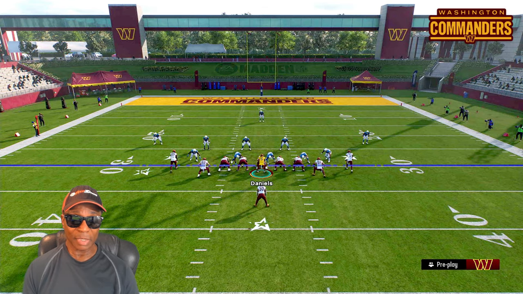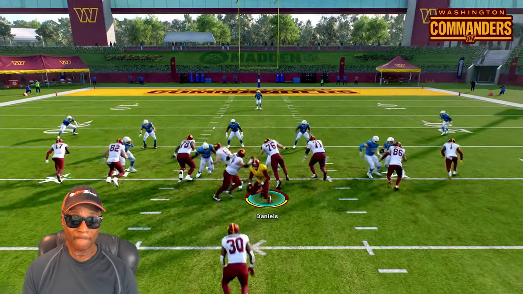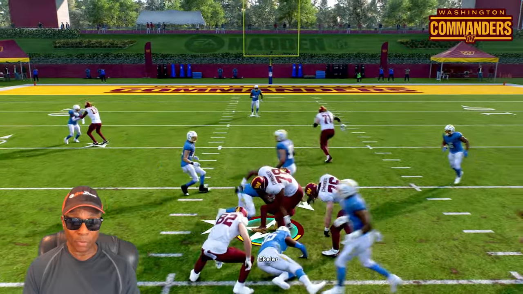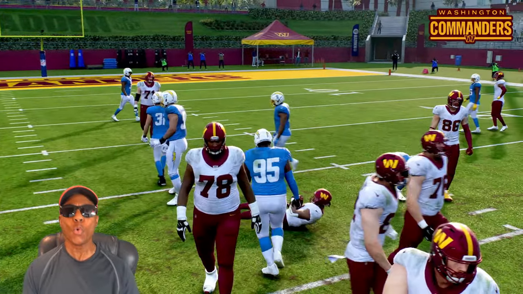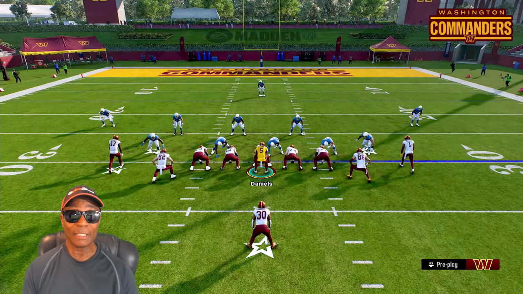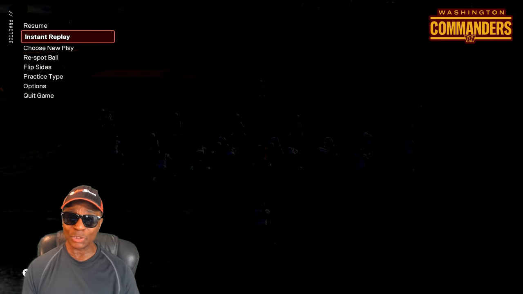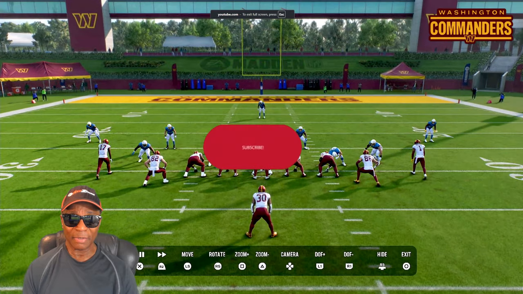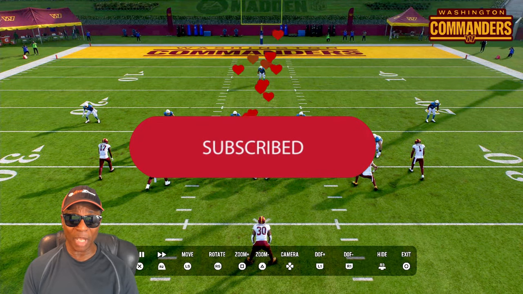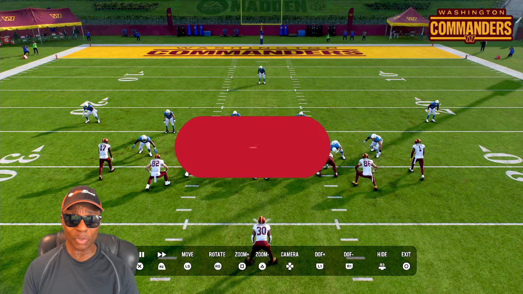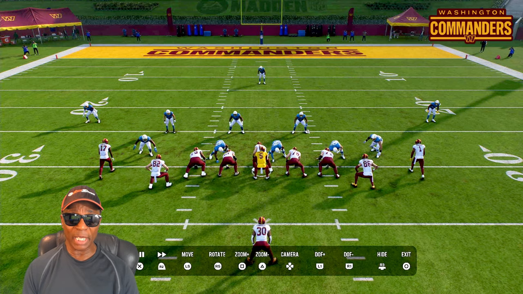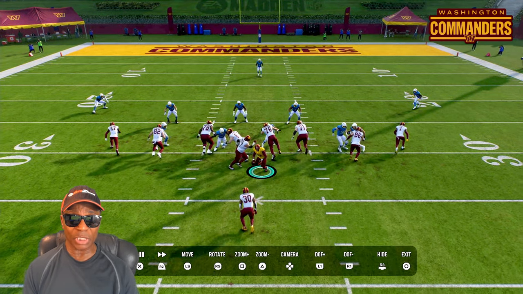Let's try. Oh, beautiful. Ooh, we identified the right Mike. Let's look at it. Guys, you can do a lot with this. Again, I'm not an expert on the blocking schemes, but I'm pretty sure a person that played the offensive line or an offensive line coach can tell you.